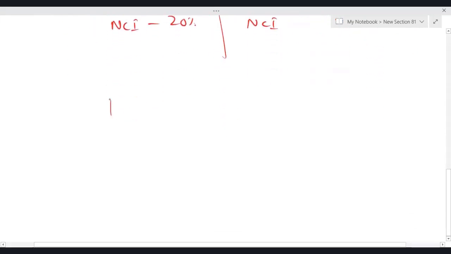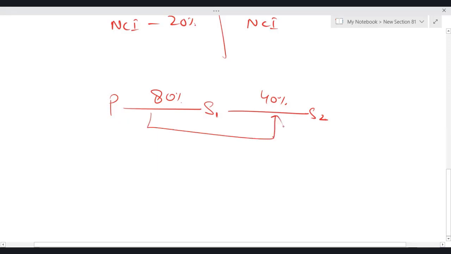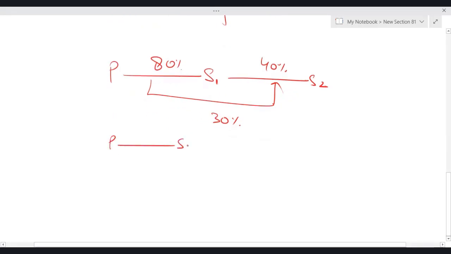Another possibility: let's say parent is having 80% holding in S1. S1 is having, let's say, 40% holding in S2. So obviously now S2 is not a subsidiary of S1. So if S2 is not a subsidiary of S1, S2 cannot be a subsidiary of parent. But what parent does, parent says, okay, if this is the case, let's do this. Parent directly takes 30% holding in S2. Now, if you look at the relationship, parent has 80% holding, NCI 20% holding.